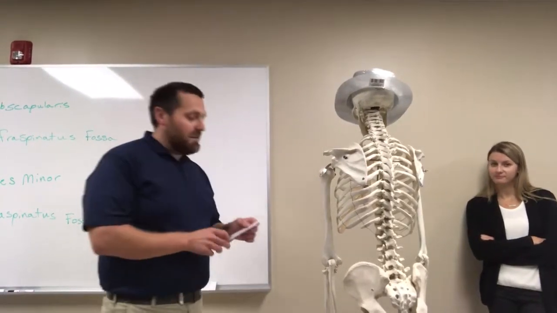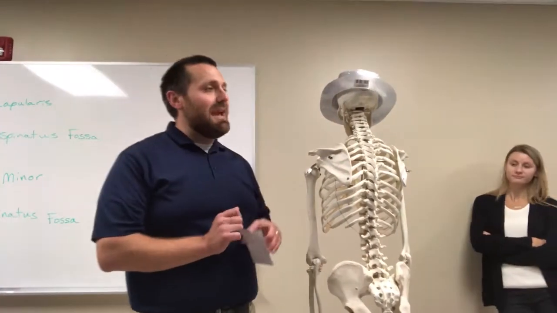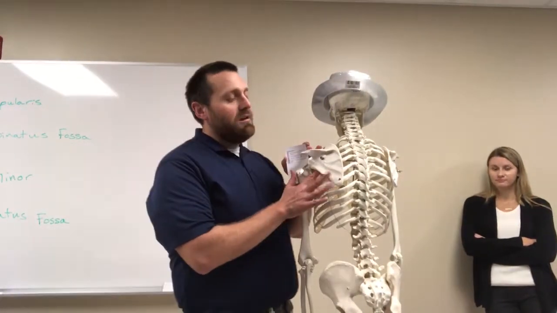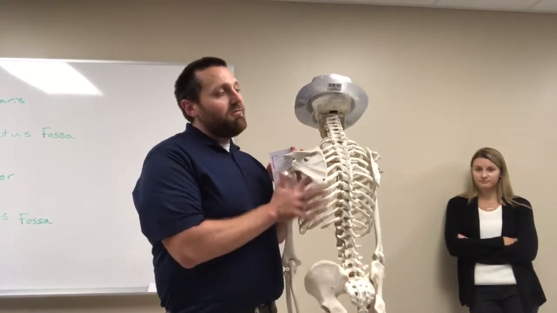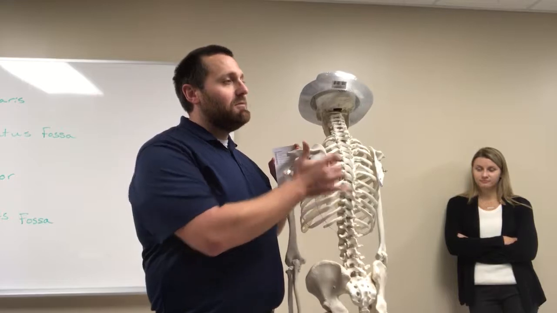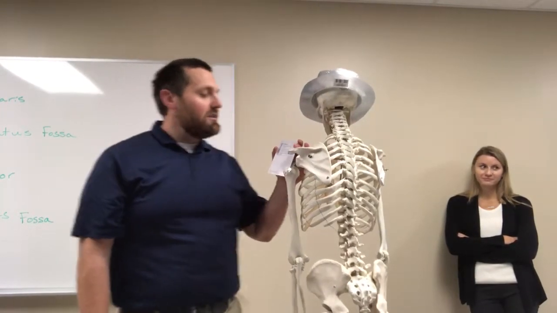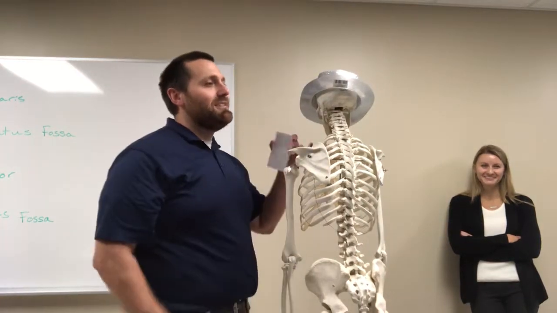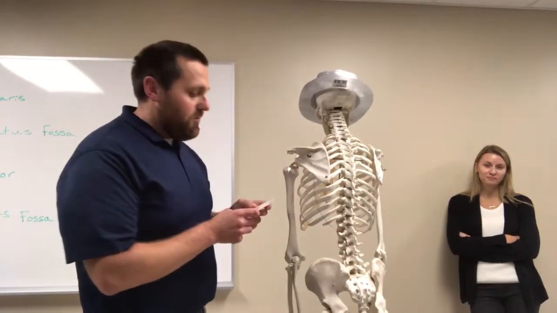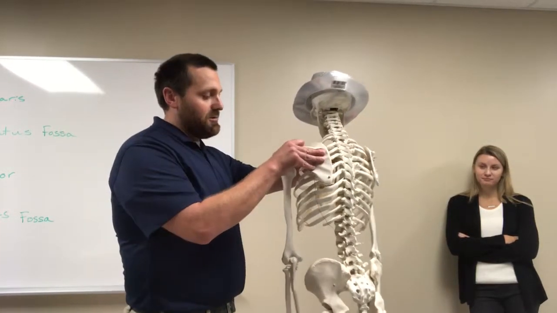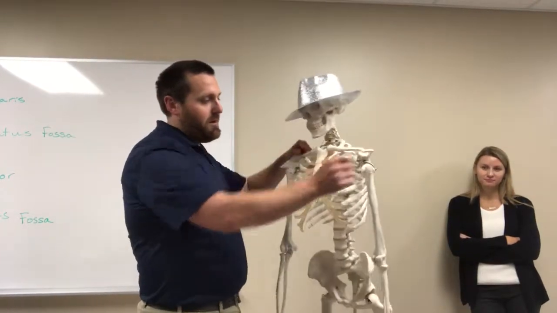Okay? Subscapularis is going to be in the subscapular fossa. So once again, we have a fossa that sits in front of the scapula. So subscapular fossa is where it's going to originate. All right? It is going to come around and insert on the lesser tubercle of the humerus. Okay? What are we talking about when we're talking about tubercles?